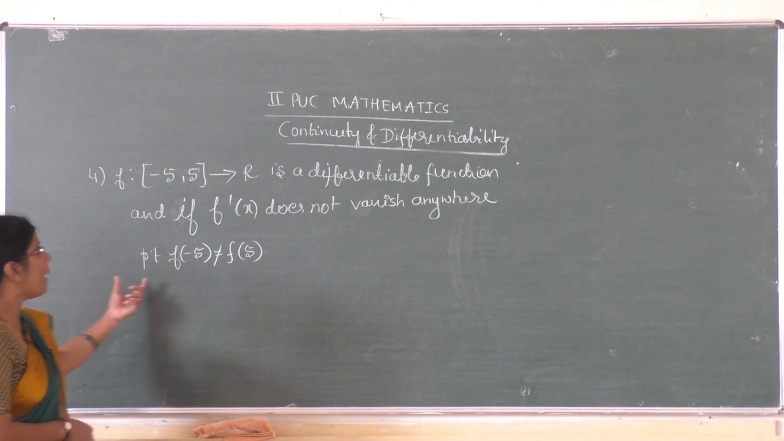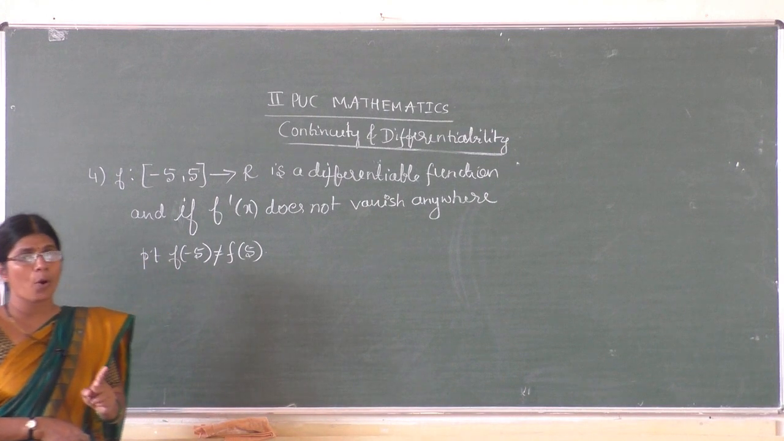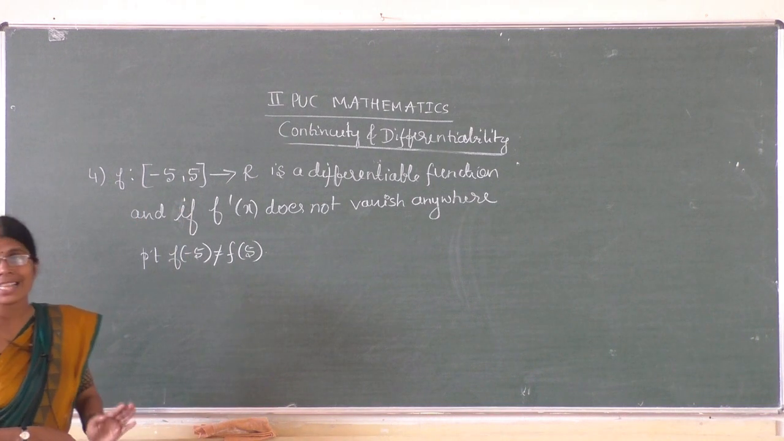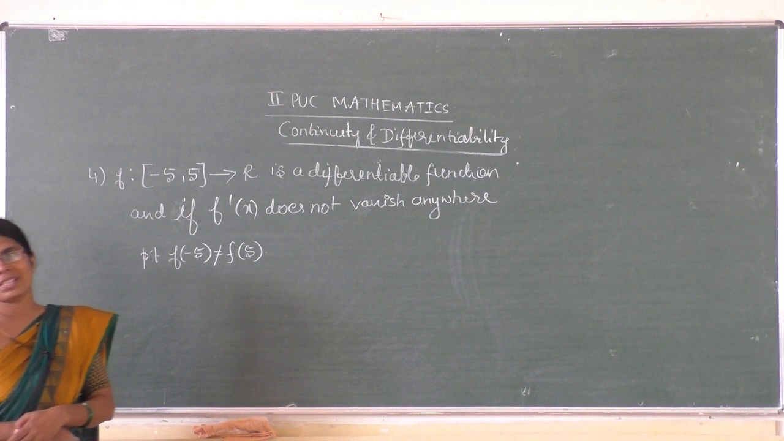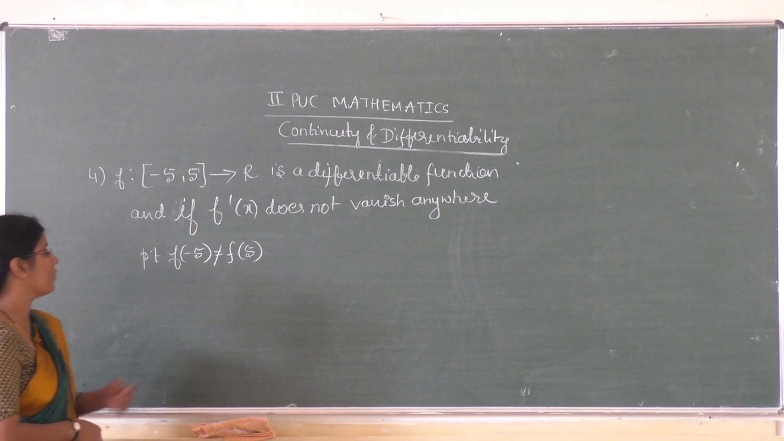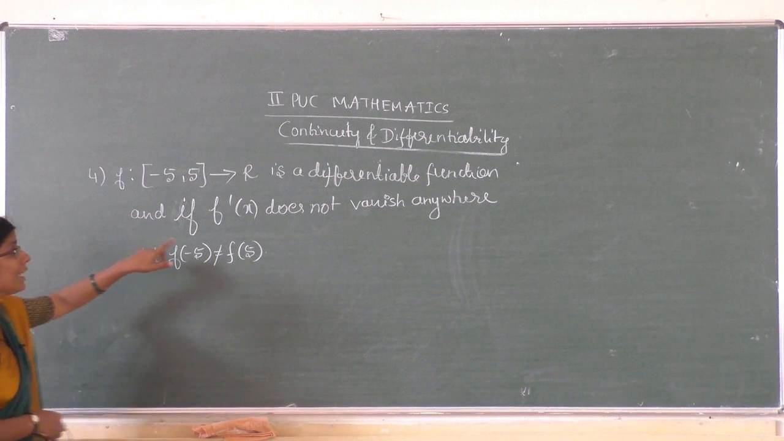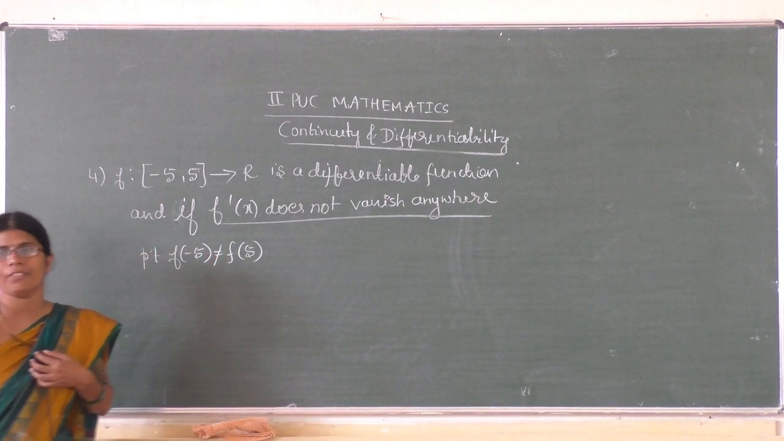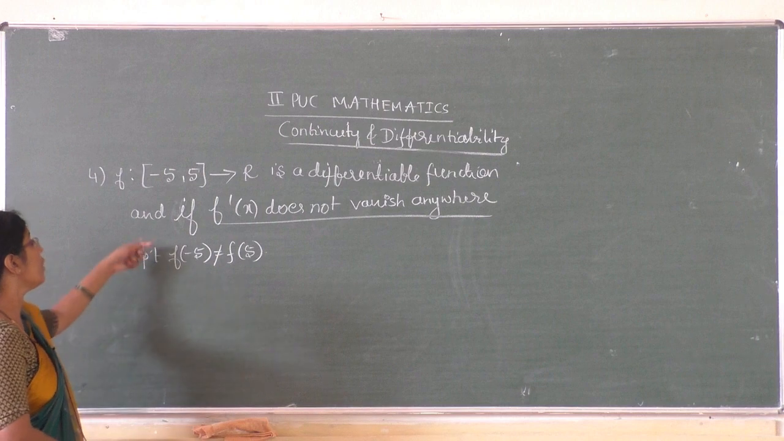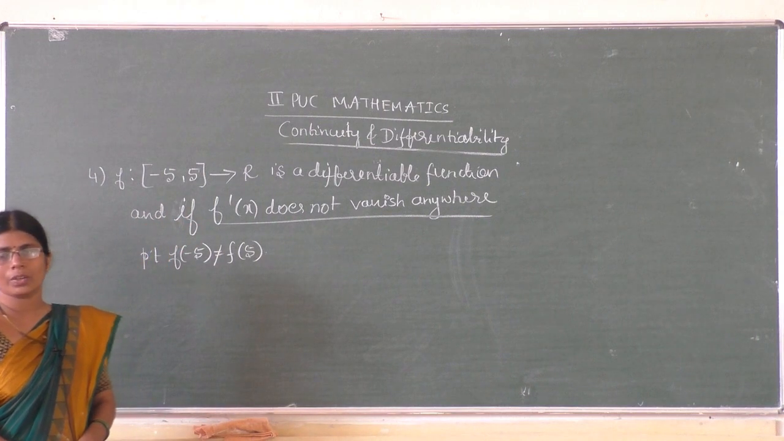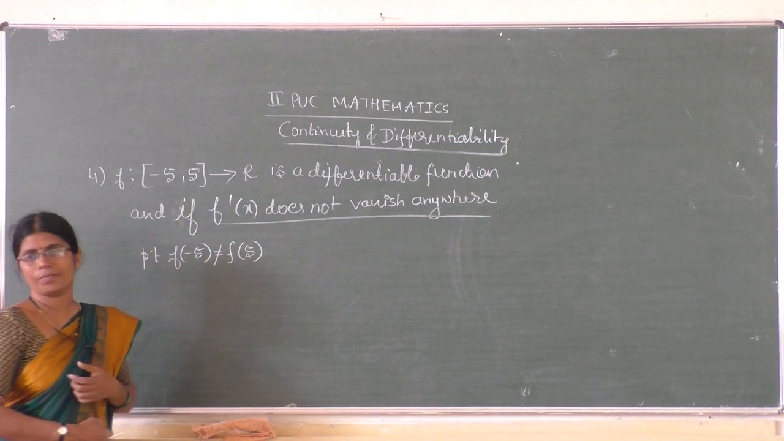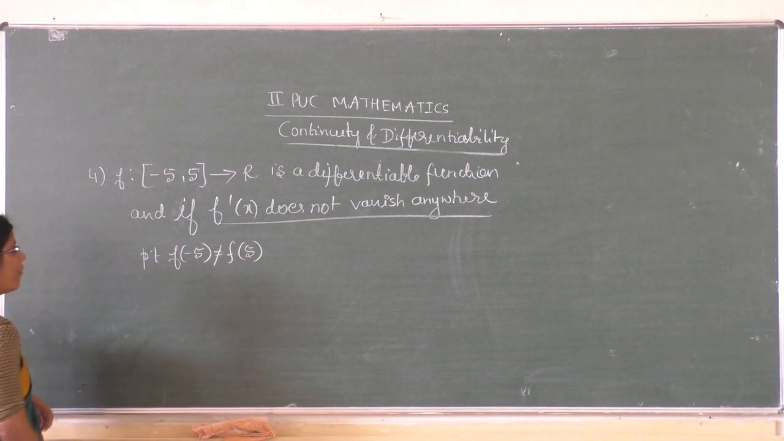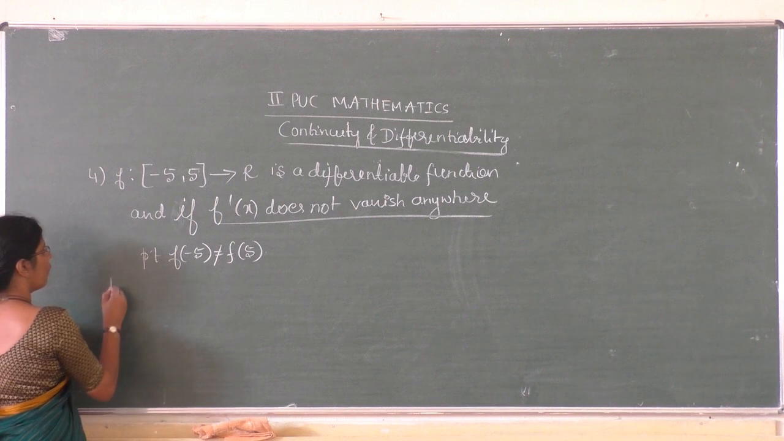If you apply Rolle's theorem, then there exists a point C in the open interval minus 5 comma 5 such that f dash of C is equal to 0. But it is given that f dash of x does not vanish anywhere, which is a contradiction to our assumption. Therefore it is not true. That means f of minus 5 is not equal to f of 5. So how we prove?